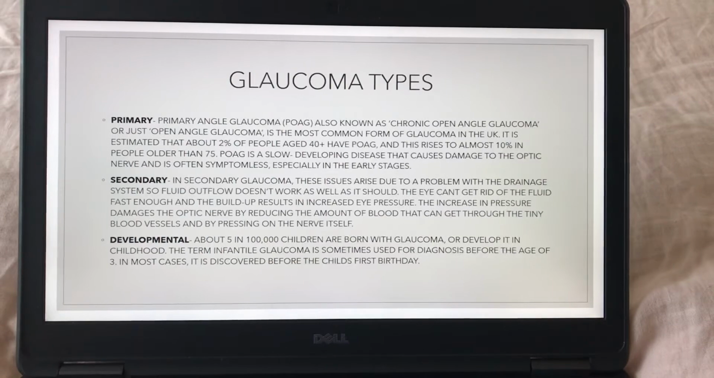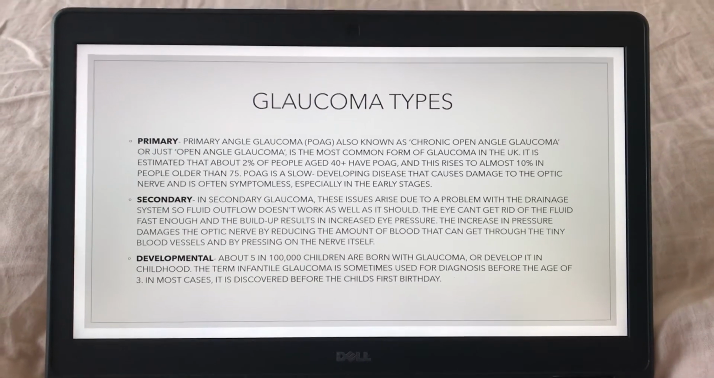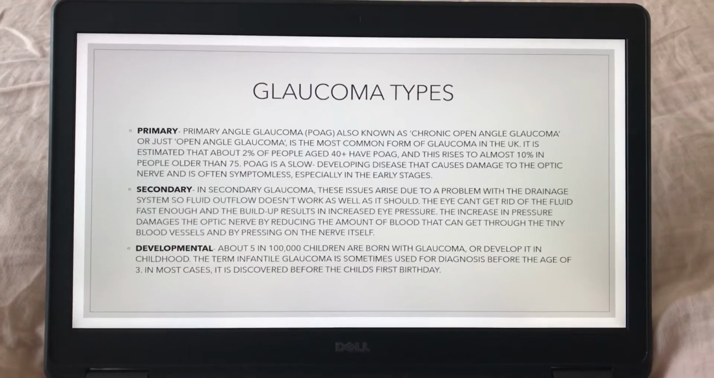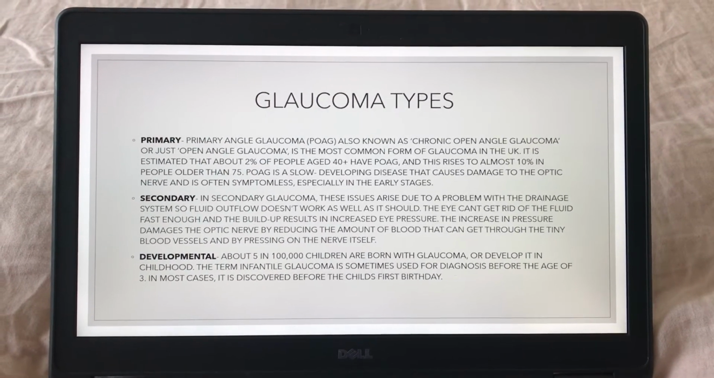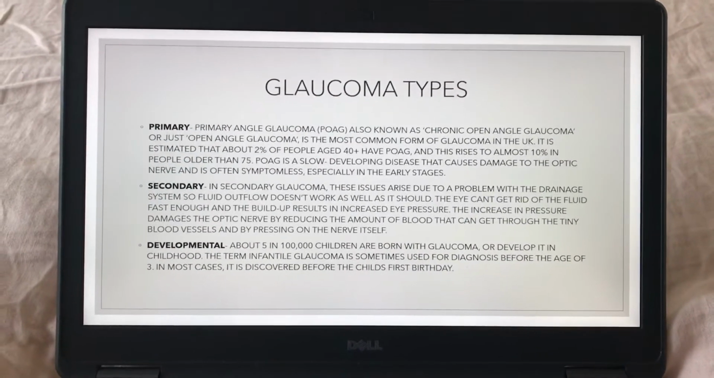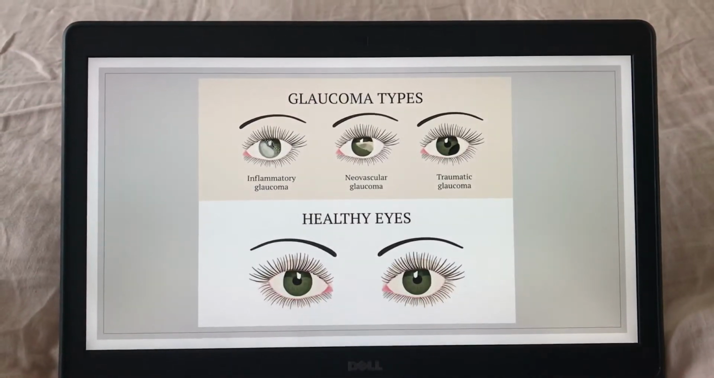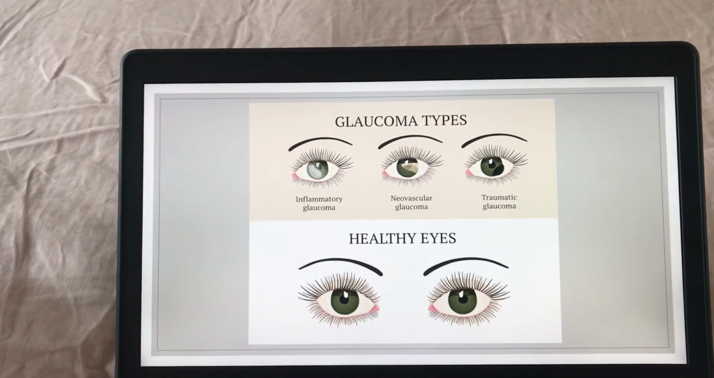In developmental glaucoma, about 5 in 100,000 children are born with it or develop it in childhood. The term infantile glaucoma is sometimes used for the diagnosis before the age of 3. In most cases, it is discovered before the child's first birthday. So again, this just goes into some other types that I found.